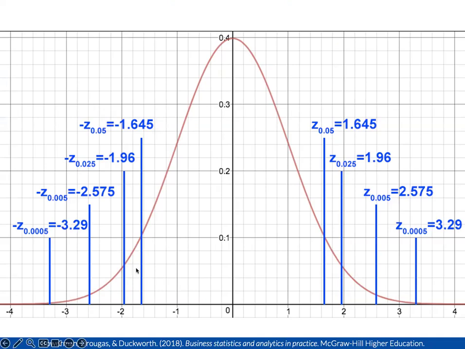So the rejection areas are again these areas to the left of the negative critical values and the areas to the right of the positive critical values. So if the test statistic falls in any of those two rejection areas, then we will reject the null hypothesis.